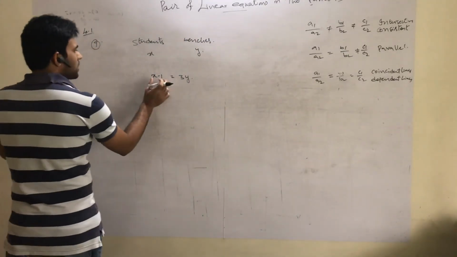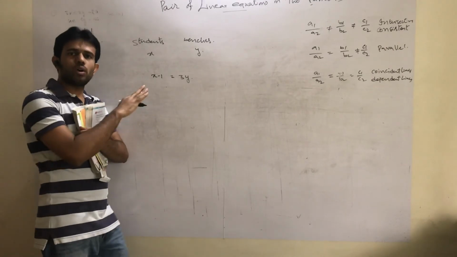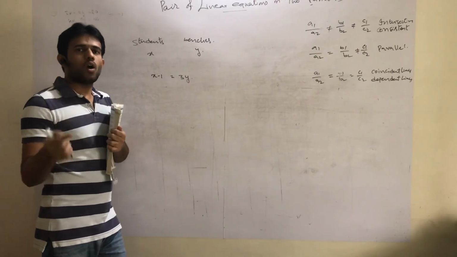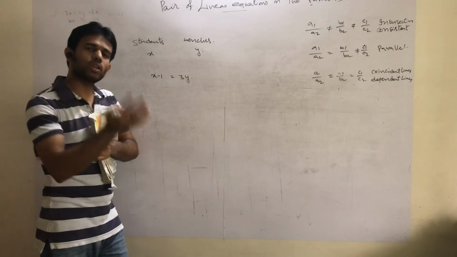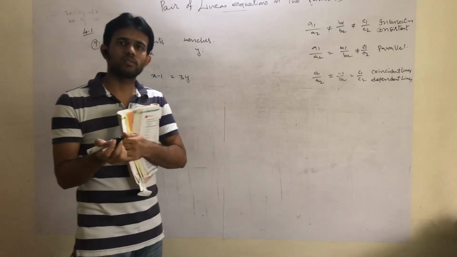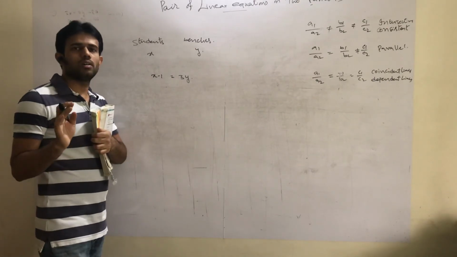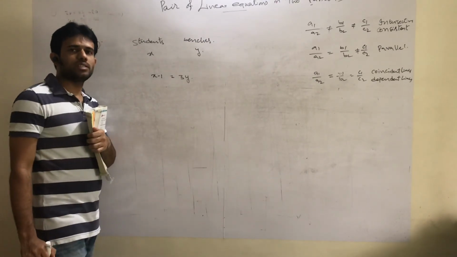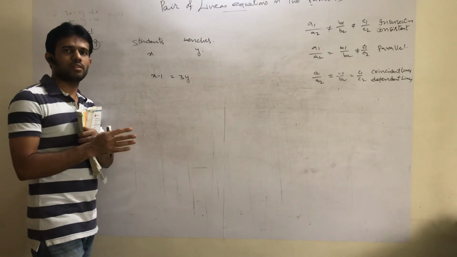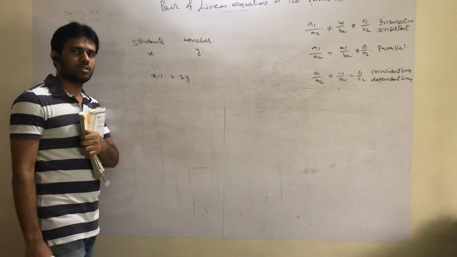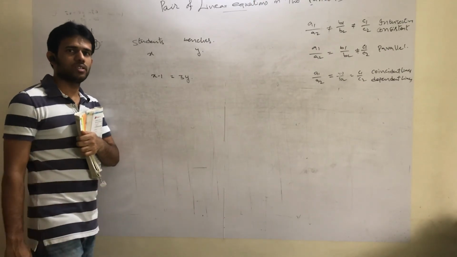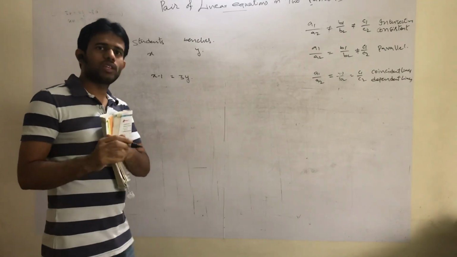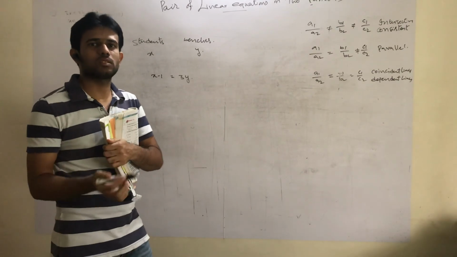So what is x minus 1? x minus 1 is the number of students who are sitting on benches. How many benches are there? y benches. How many students on each bench? 3. So the total number of students sitting on the benches is 3 times y. Let's consider I have 6 students and 2 benches. So 6 students are sitting on 2 benches, that means 3 on each. Now let's say I have 7 students and 2 benches, 3 on each bench. That means 1 student is left. So 7 minus 1 is 6, and that is equal to 3 on each bench into 2 benches, 3 into 2 is 6. So that is equal.